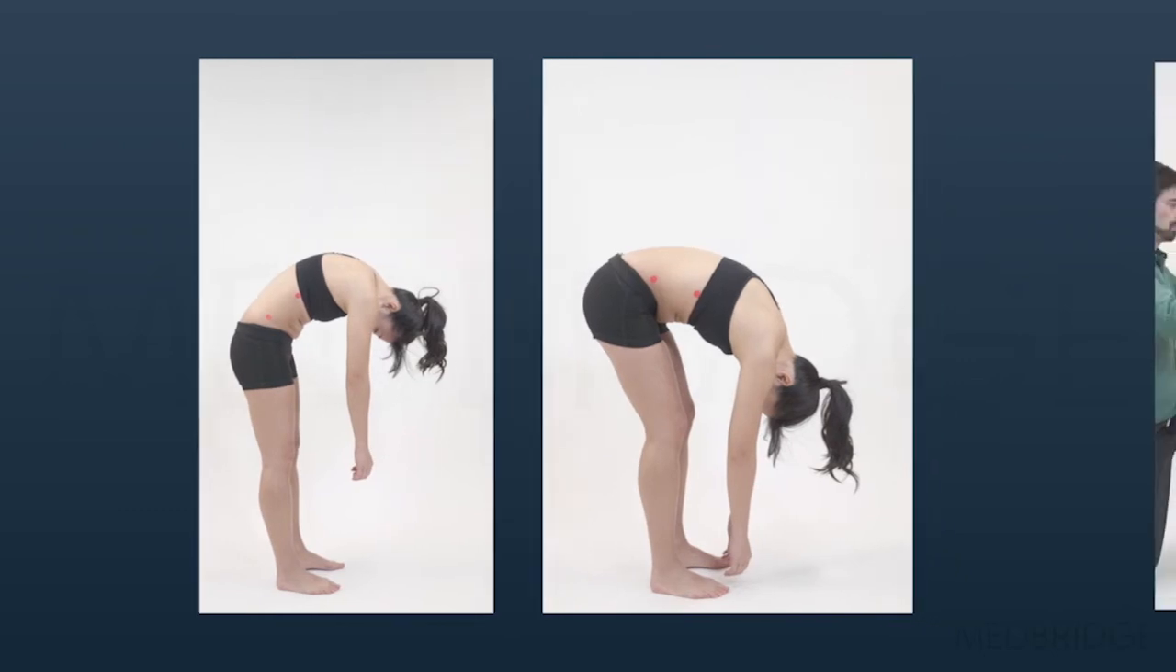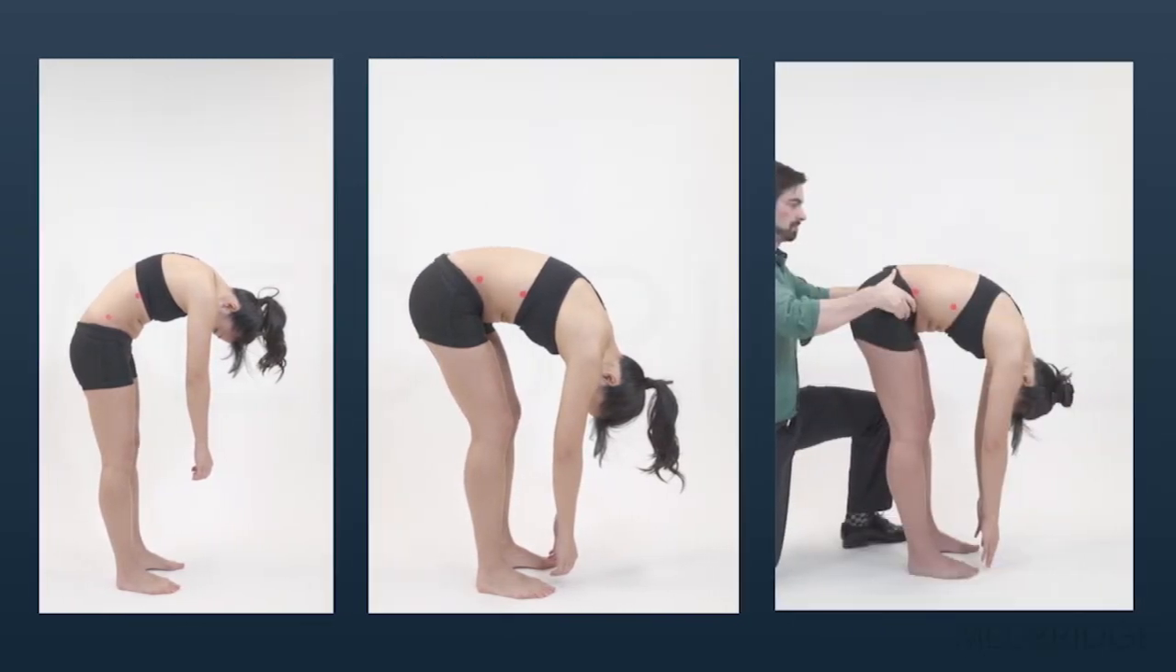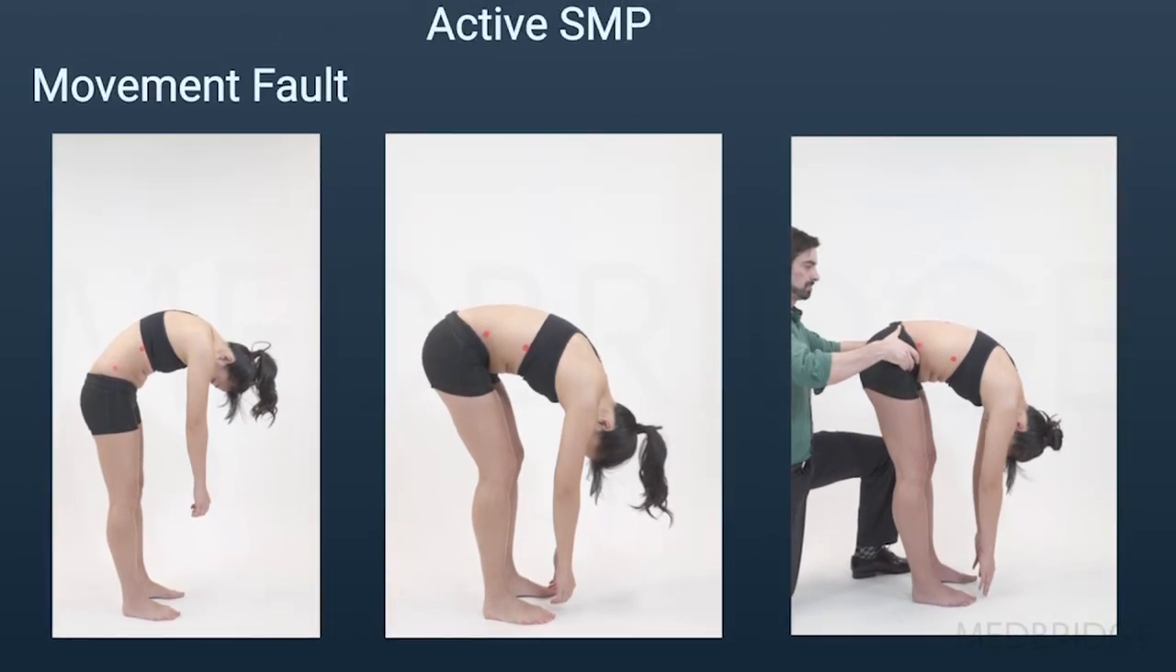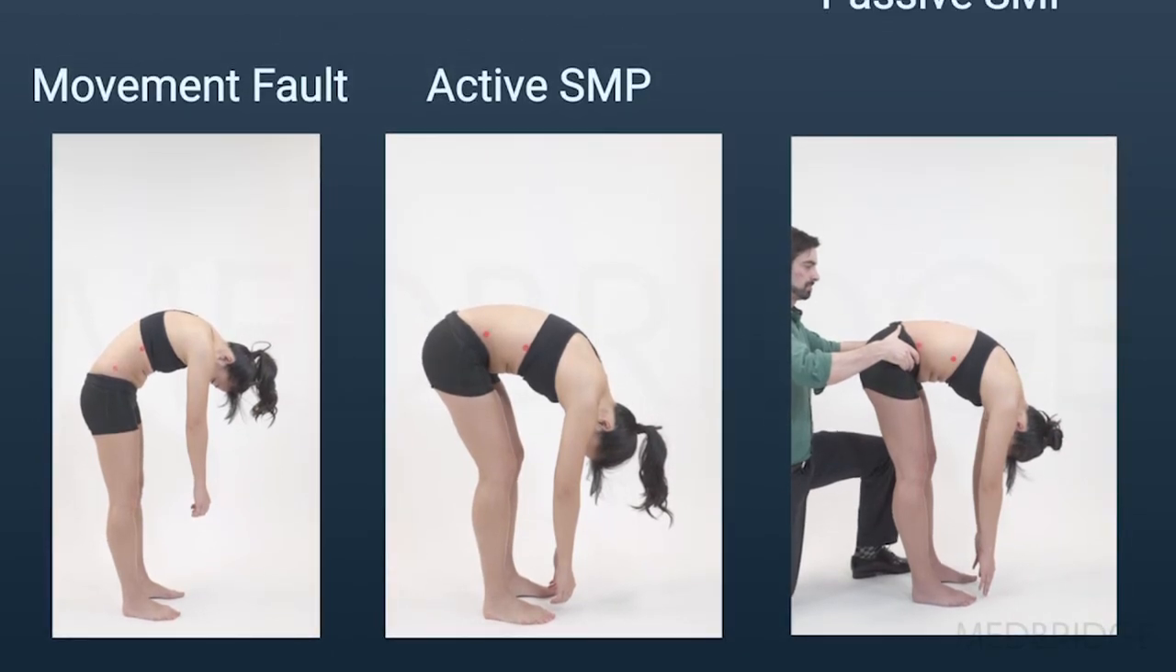We then have a passive symptom modification procedure. The patient flexes forward. The therapist comes in and adds that anterior rotation of the pelvis to improve motion through the hip. So we have our movement fault, our active symptom modification procedure, and our passive symptom modification procedure.